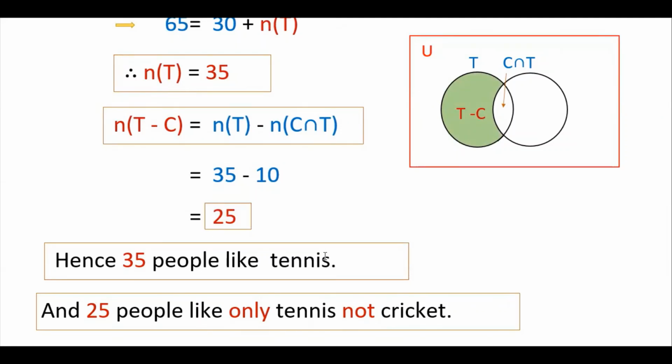So here the difference is these people also can like cricket, 35 people. But here only these 25 people only like tennis. They don't like cricket. This is the difference between these two.